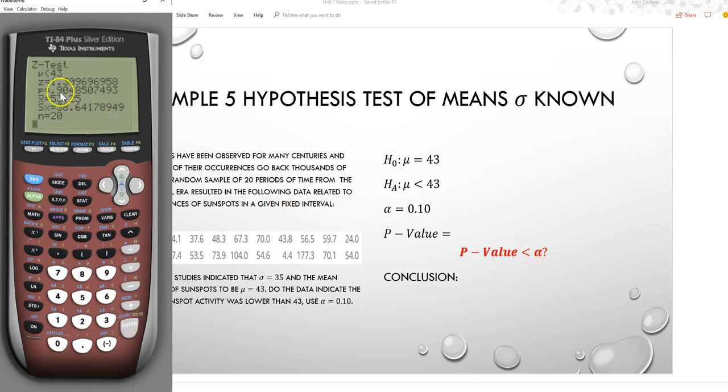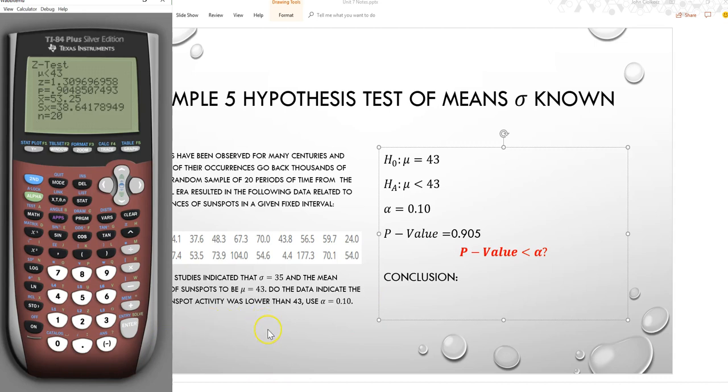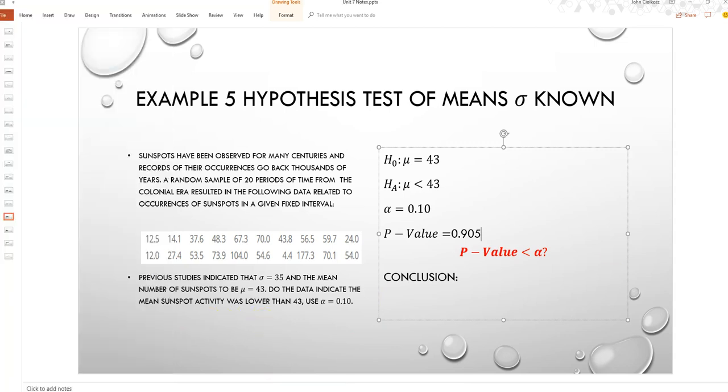All right, so our p-value here, we got 0.90, and if we round it to say 3, so 0.905. So that's our p-value there. Let's go ahead and repeat that in GeoGebra.